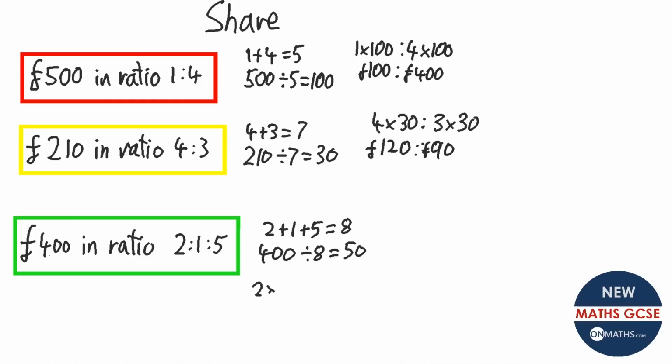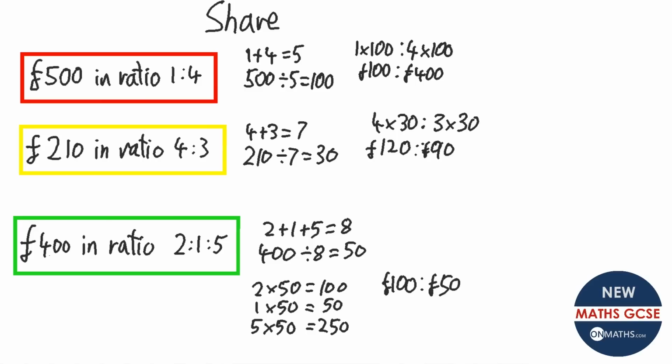Then I'm going to do 2 times 50, which is 100. I'm going to do 1 times 50, which is 50. And 5 times 50, well 5 times 5 is 25, so that's going to be 250. So it's going to be £100, £50, £250. Let's add them up, 300, 400, that works.